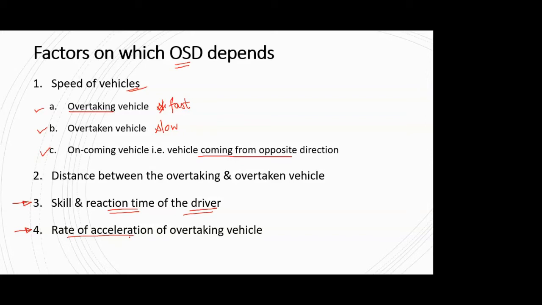So if my vehicle is not capable of generating sufficient acceleration so that it can surpass the slow moving vehicle, then there is no use of overtaking. Or the overtaking will not happen altogether in that condition. So the rate of acceleration of the overtaking vehicle is an important factor.